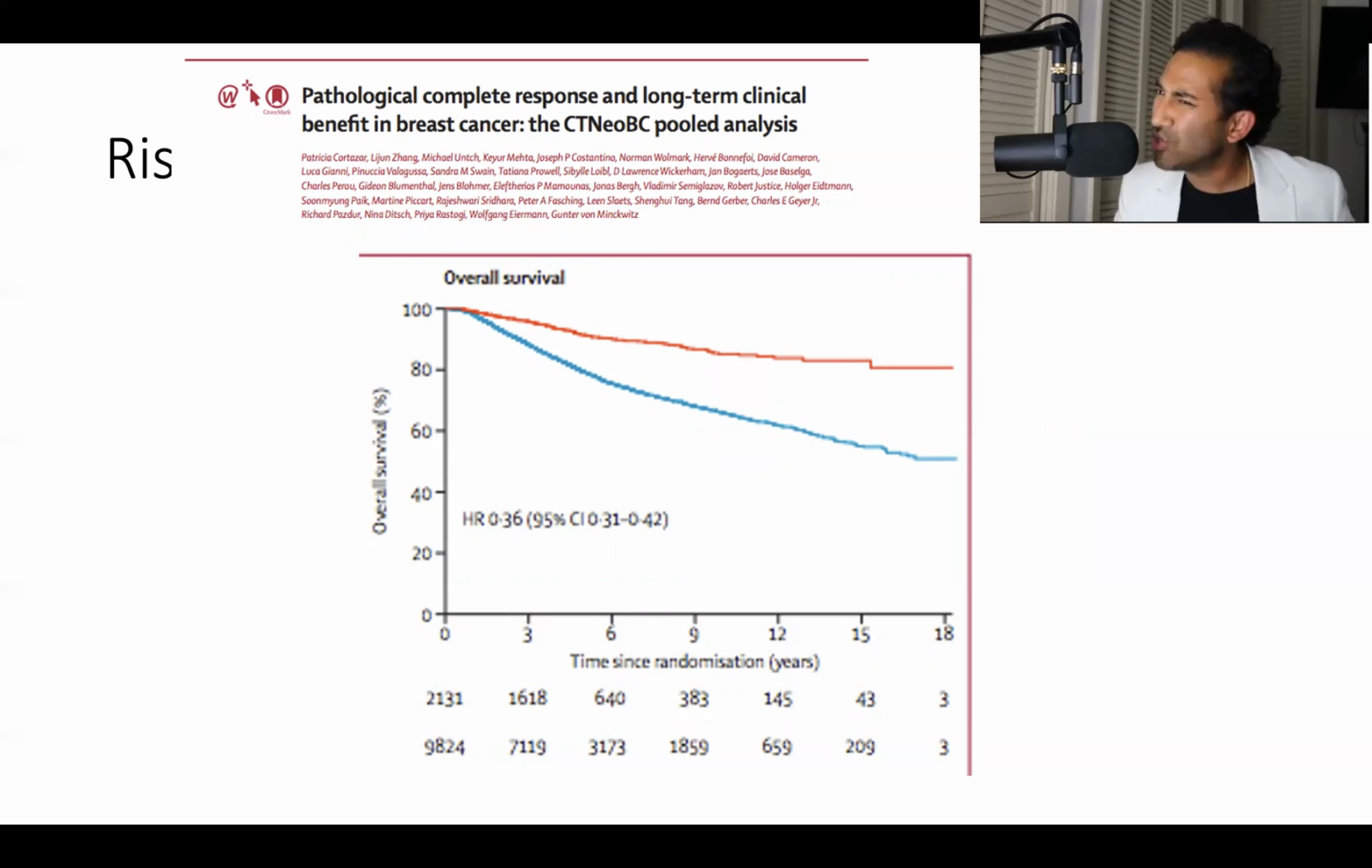So one, I showed you the combo increased PAT-CR rate. Two, I'm showing you data: the better your PAT-CR, the better the survival. Hey, whoa, this is good. This is a surrogate endpoint, is it not? Let's be careful. It's actually proven to be prognostic. Pat Cortazar has proven it's a prognostic endpoint. Has she proven it's a surrogate?